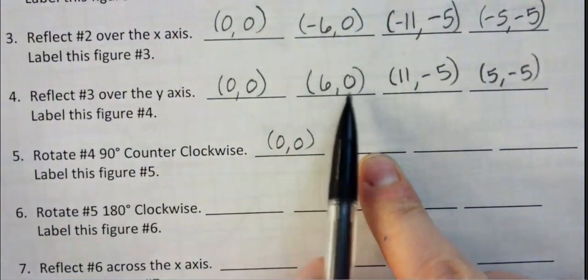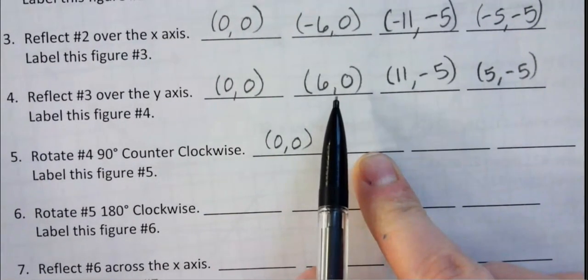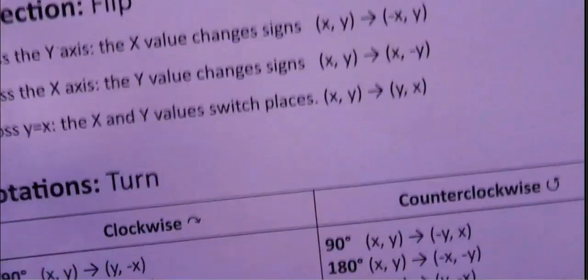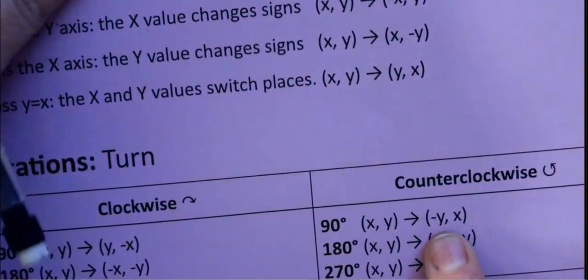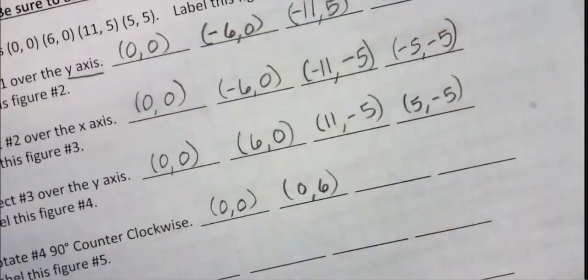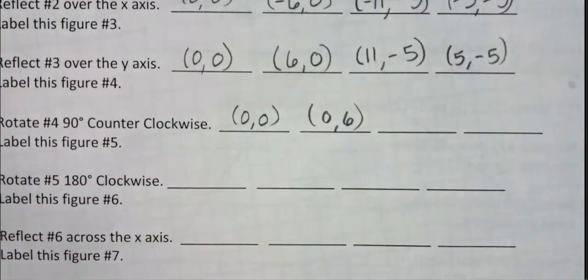Okay, so we are starting at positive 6, 0 for this one. We're going to change this, so it would be 0, 6. The Y value is going to change signs, but since the Y value is a 0 for this, it cannot change signs. So it just becomes 0, 6. So see that? We switched them, the X and the Y value. You can't change the sign of the Y value.